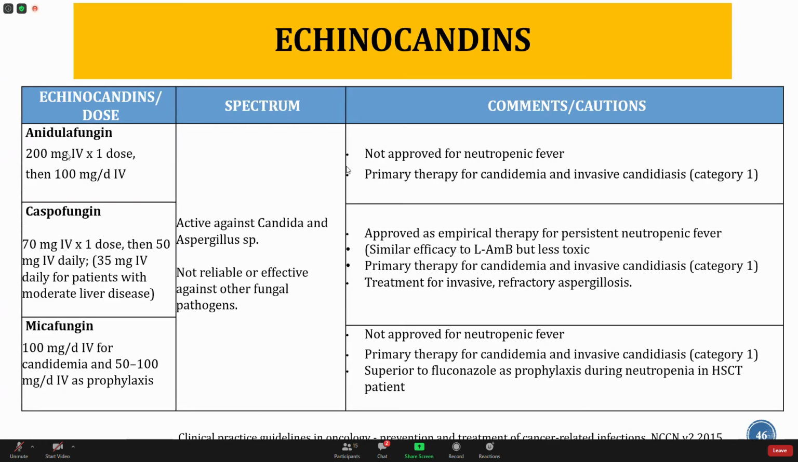And anidulafungin, this is the treatment dose, 200 milligram loading dose and 100 milligram daily, and the same is the prophylactic dose. And caspofungin, 70 milligram is the loading dose, 50 milligram daily. Micafungin, we don't have it here, I'm not familiar with the dose of micafungin. But anidulafungin is much more cost-effective in comparison to caspofungin when it comes to prophylaxis. However, anidulafungin is not yet approved for febrile neutropenia, but caspofungin is approved for febrile neutropenia.